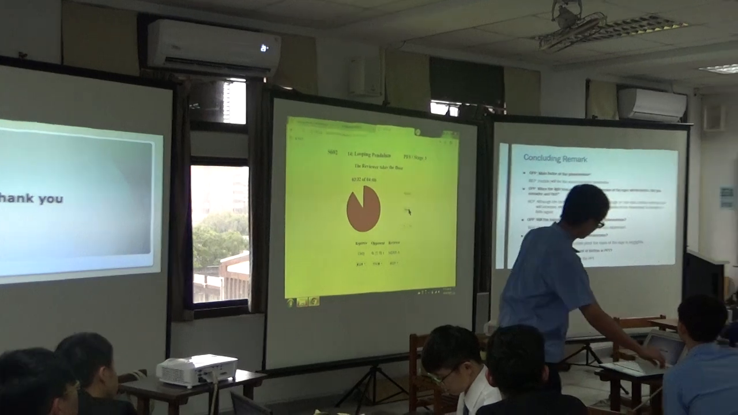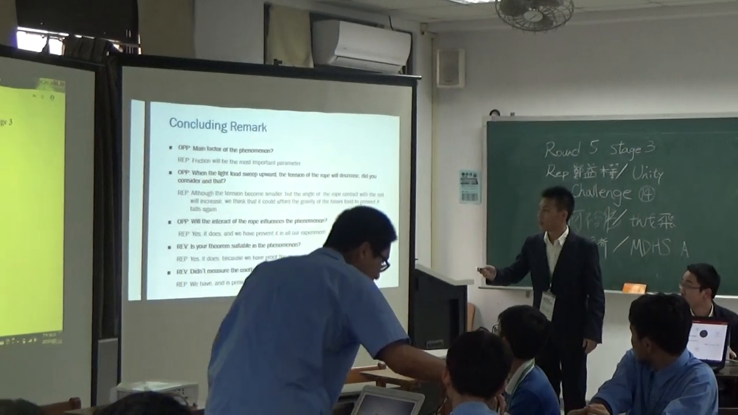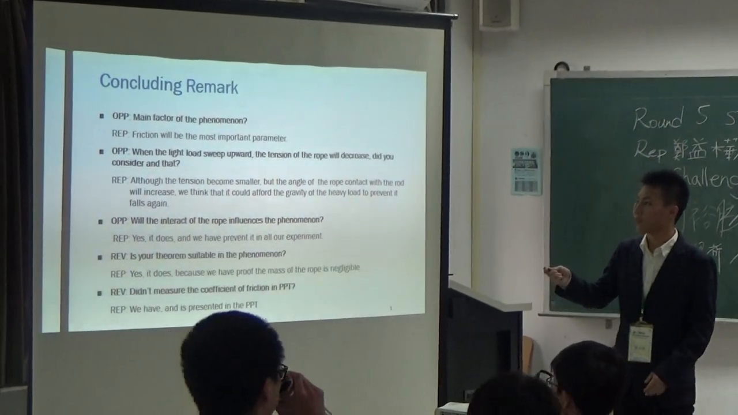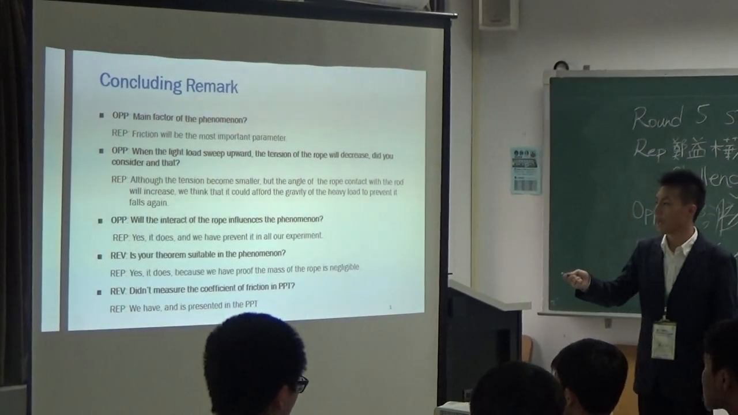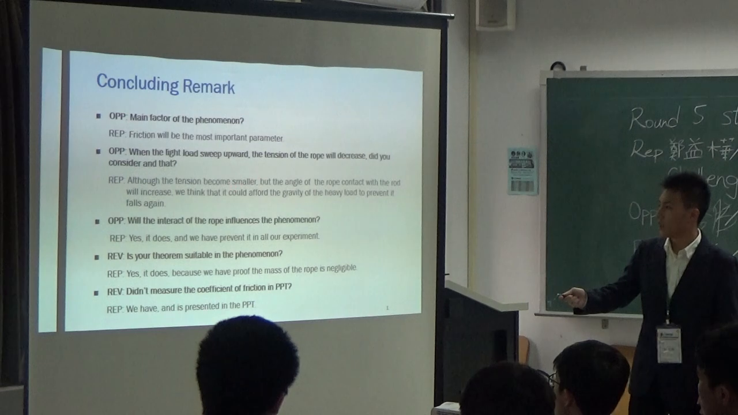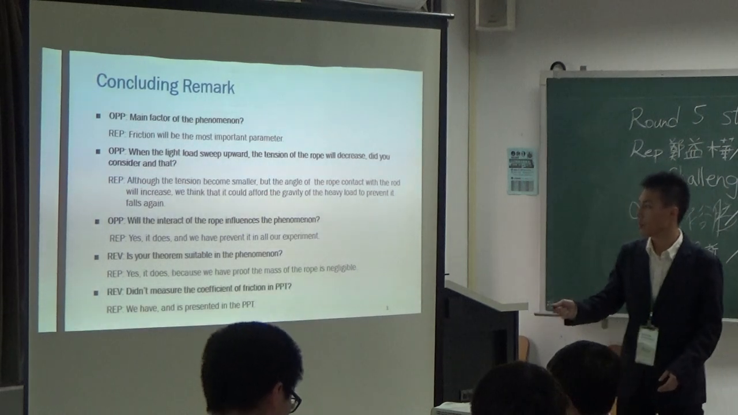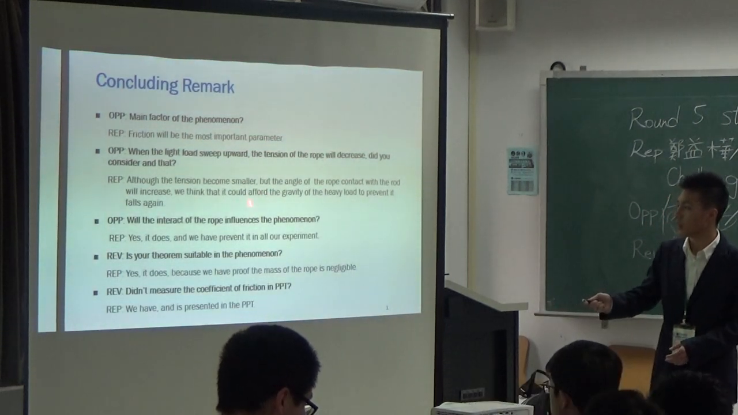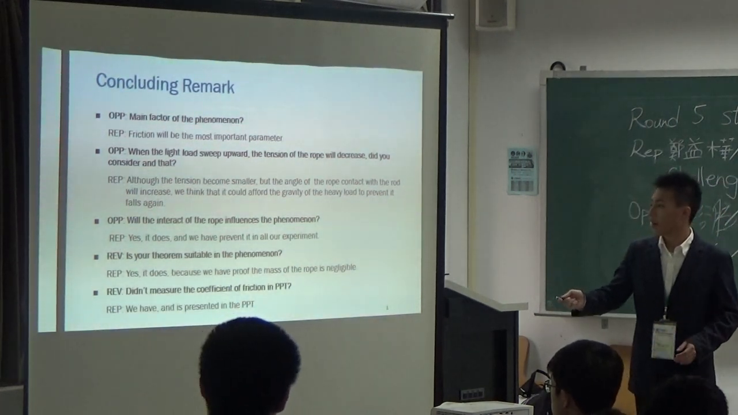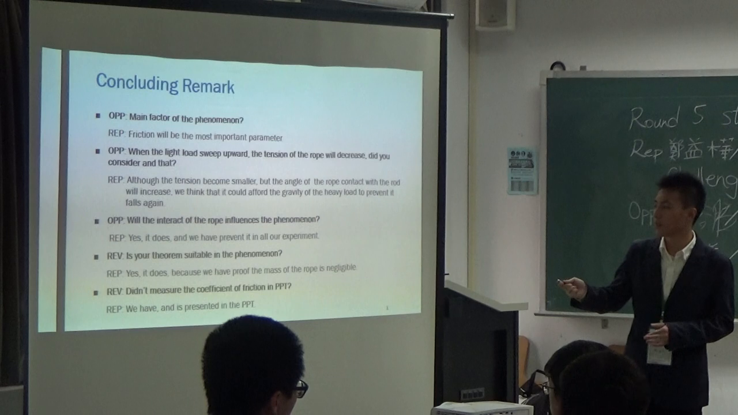Concluding remark from the reporter. Here's a concluding remark from a reporter from Qing Yunqing. The opponent says that the main factor of the phenomenon is the friction. The opponent also asks about when the light load swings around, the tension of the rope will increase. Do you consider that? We think that although the tension becomes smaller, the contact angle of the rope will increase, so it can afford the gravity of the heavy load through friction force again. And the opponent also asks, does the inertia of the rope influence the phenomenon? Yes, it does. And we have prevented it in all our experiments.